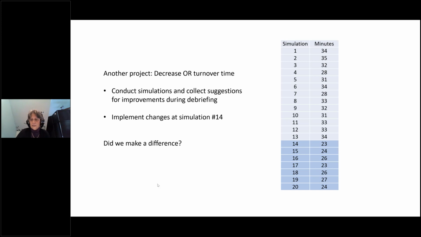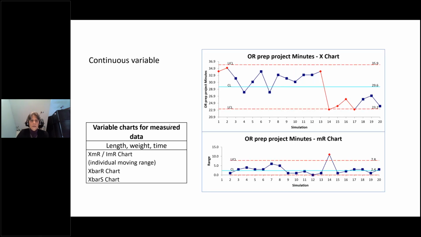So now the question is, did we make a difference? And we think we did, because these numbers kind of look lower than the numbers before our process change. And we do want the numbers to go down, because they're minutes, turnover minutes, we want to decrease them. So we run a control chart. Now this is a continuous variable. So it shows that we have common cause variation until we get to about 14. And then we have something unusual going on. And that is when we implemented our process changes.